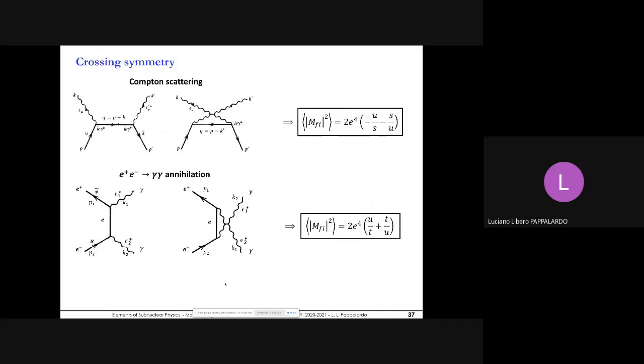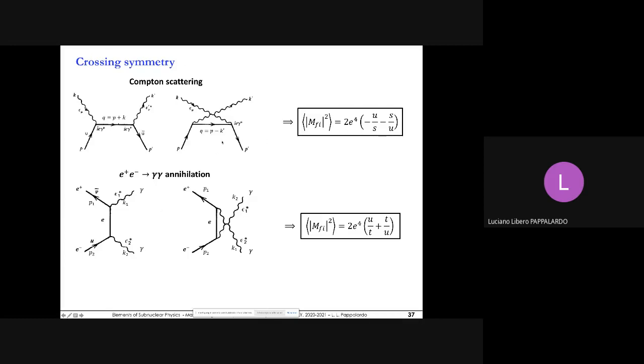Now, the last thing I want to tell you today, let's get back again to the Compton scattering and this e+ e- annihilation. So for the first case, I wrote you that this is the expression of the matrix element squared in terms of the Mandelstam variables, and this is instead for the case of the photon, for the e+ e- annihilation.